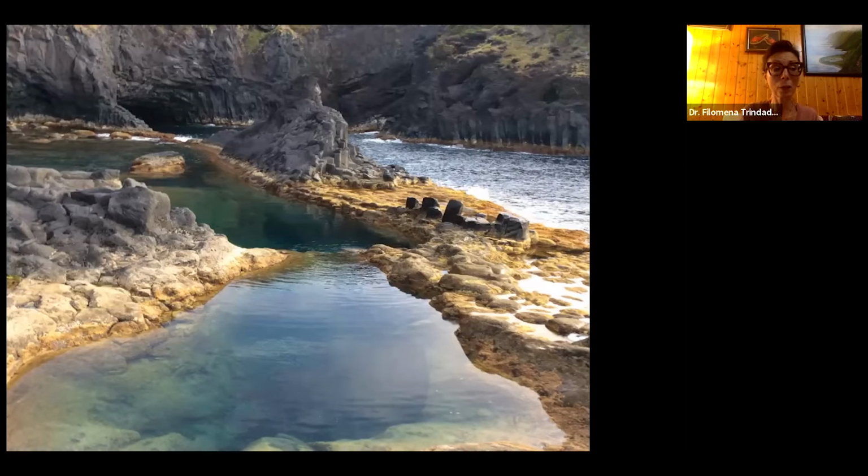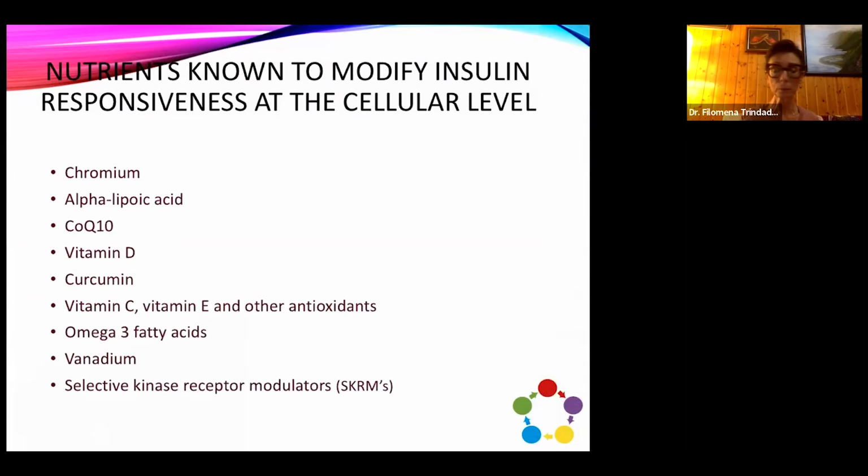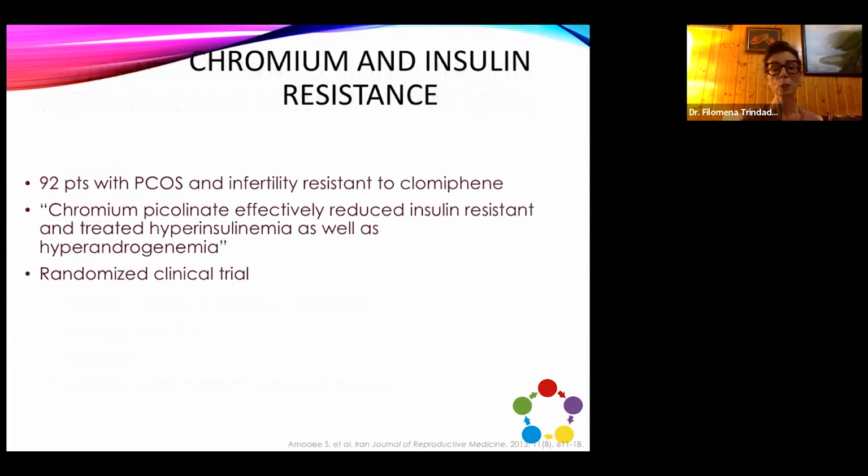If we're not able to remove them or help them get rid of a stressful situation, then we can help them cope, and we can work on the way the body responds to stress. And some of these I already mentioned, things like chromium, alpha-lipoic acid, CoQ10, your vitamin D, curcumin, your omega-3 fatty acids. And I have a few different studies on each of these.